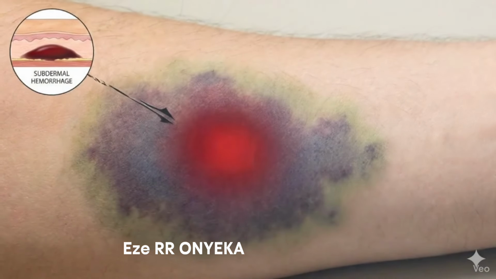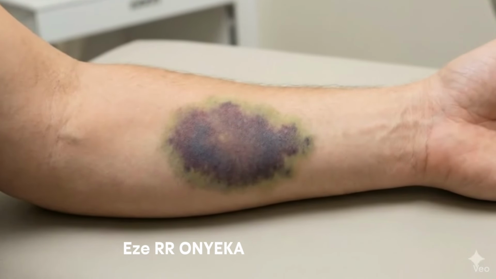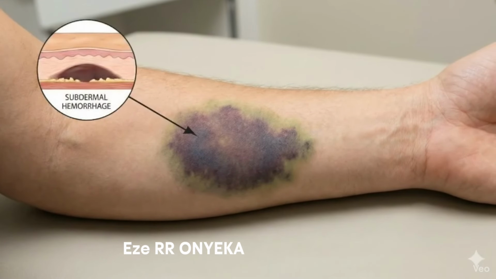Examples include trauma, coagulopathy, or hematoma formation. Subdermal hemorrhage suggests deeper dermal or subcutaneous bleeding.